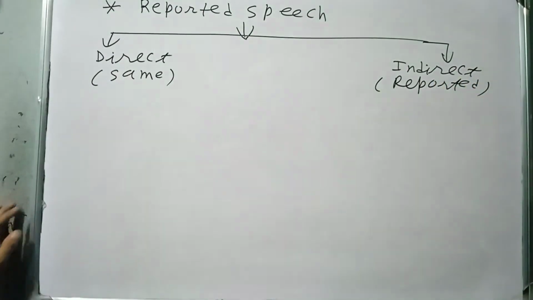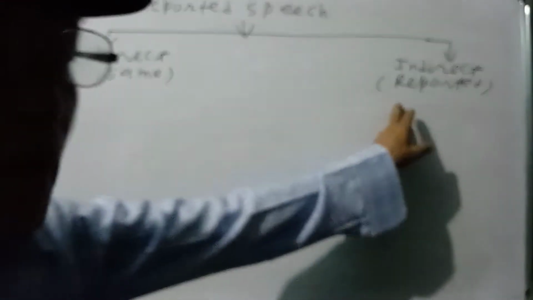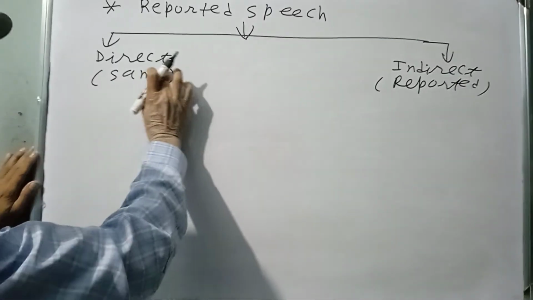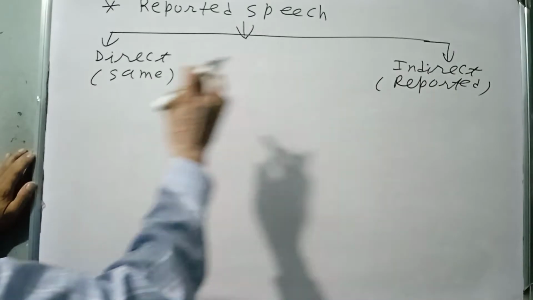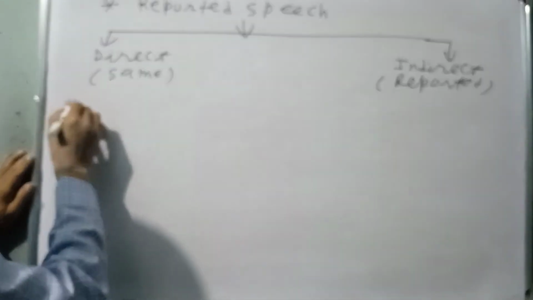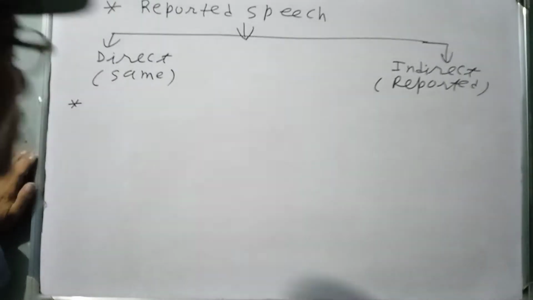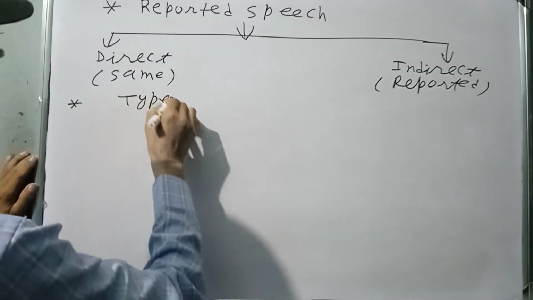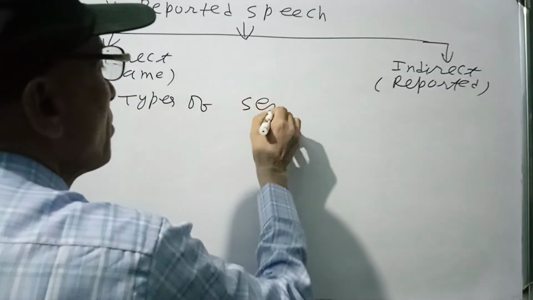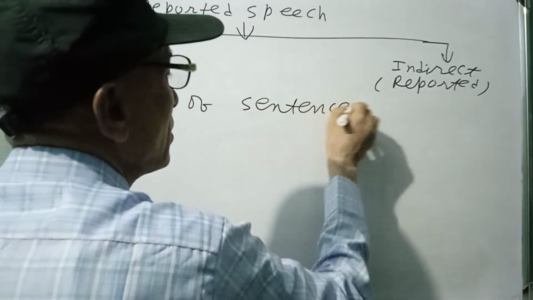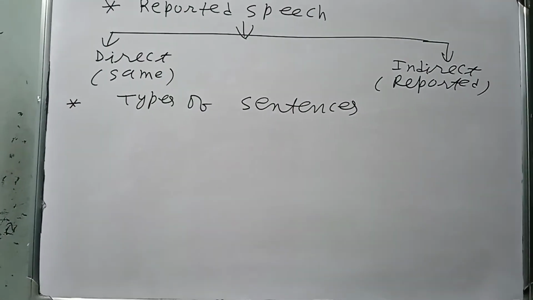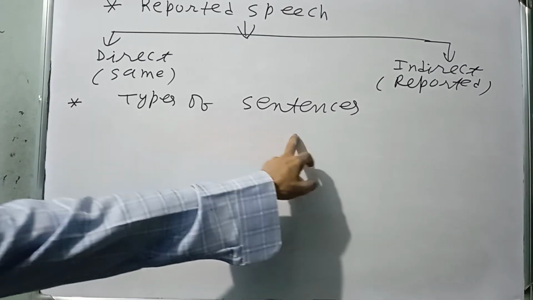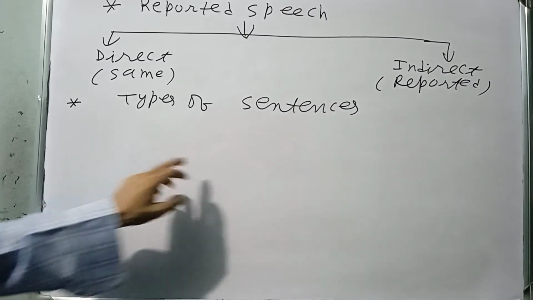Reported means reporting by another person, not the speaker. Direct to indirect and indirect to direct. Before starting reported speech, there are types of sentences. You have to know the types of sentences. Generally, students make mistakes because some of the students don't know the types of sentences.